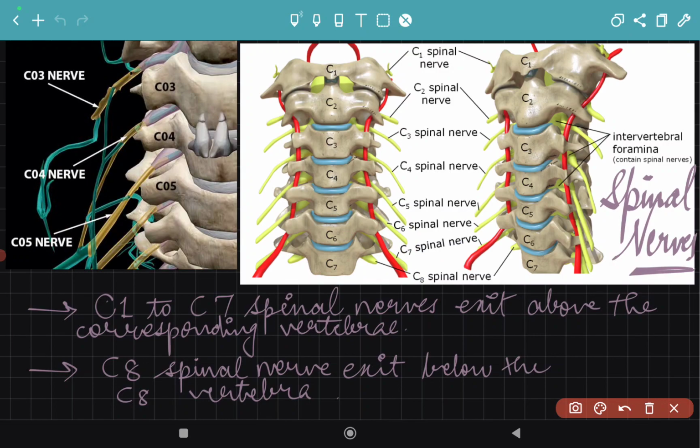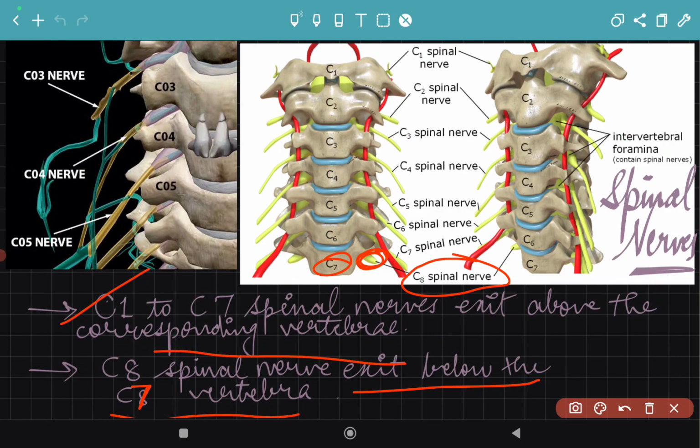But now there is one extra spinal nerve in the cervical segment, which is the C8 spinal nerve. So where will it go? It will occupy the space below the C7 vertebra. So the C8 spinal nerve will exit below the C7 vertebra. From C1 to C7, we saw the spinal nerves exit above the corresponding vertebrae. Only the C8 spinal nerve doesn't have the space, as we can see, so it will exit below the C7 vertebra.